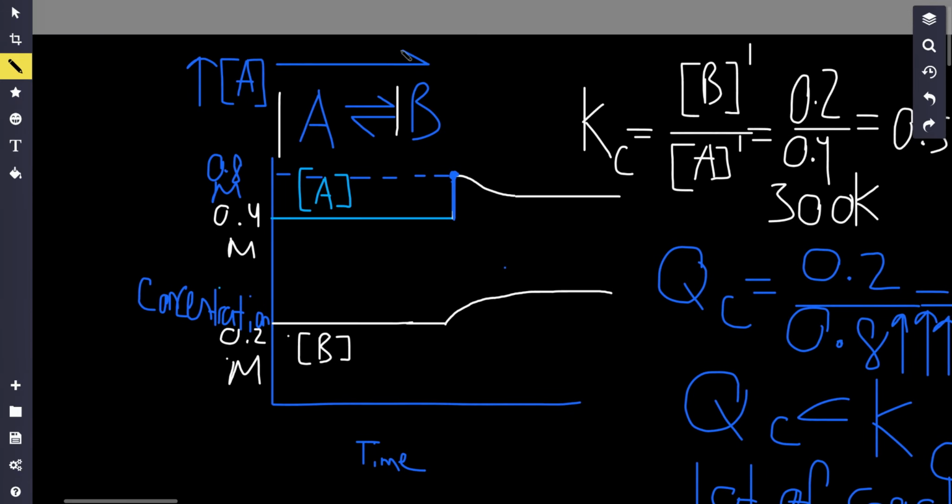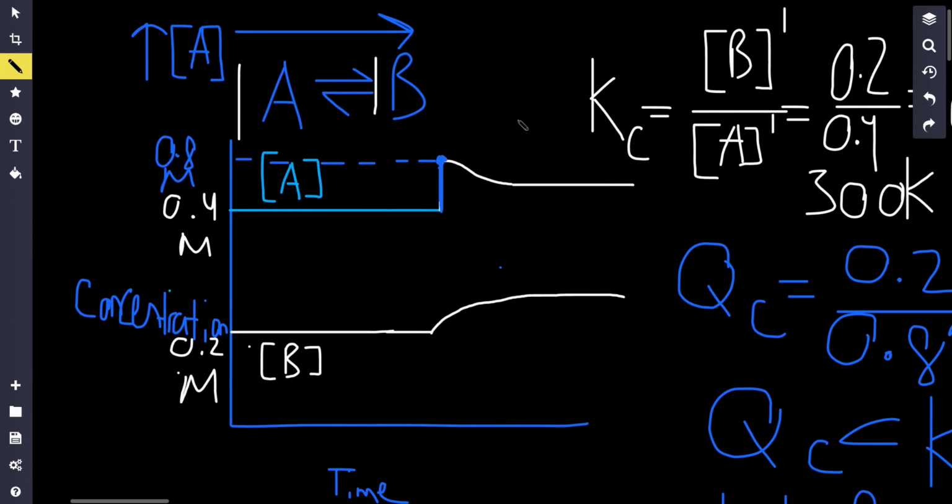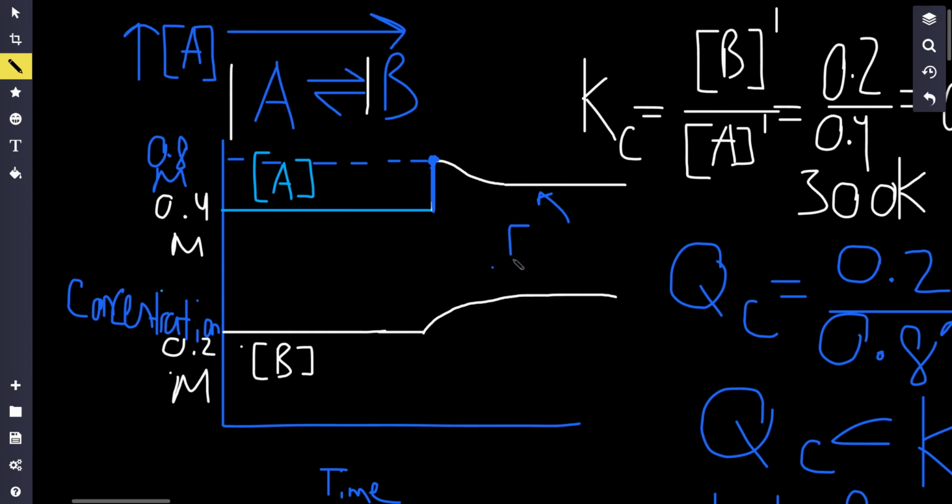So if the reaction shifts to the right, what's going to happen? You're going to be losing some of your reactants, right? Because they're reacting, and you're going to be gaining some products. So it makes sense why the graph looks like this. Now, let's say at equilibrium, once again, the concentration of A is equal to 2/3.